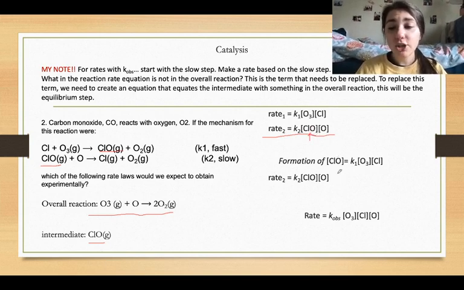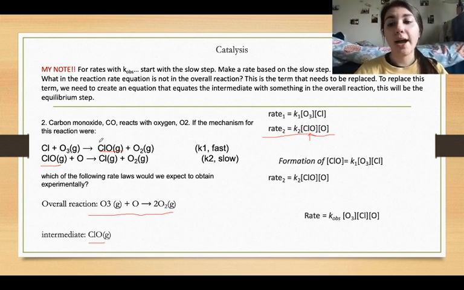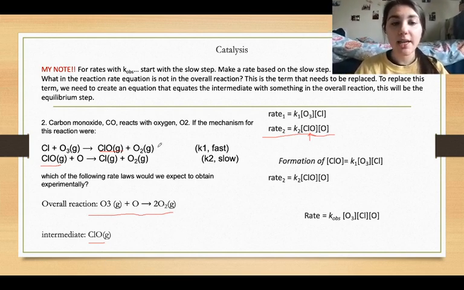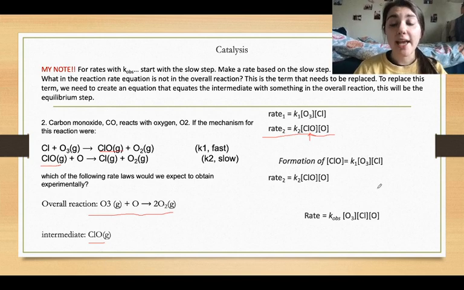So the formation of ClO is literally the forward reaction of K1, which equals ozone times chloride. So the way that this differs from the previous one is that this isn't equilibrium. And that means that we can't show the reverse, right? It can only go forward one way. And luckily, what it's asking, the intermediate, is a product.